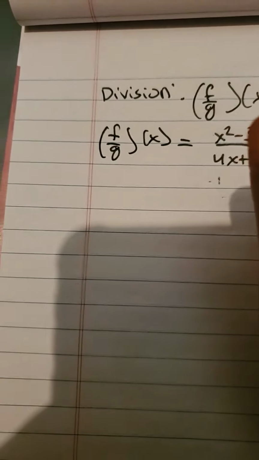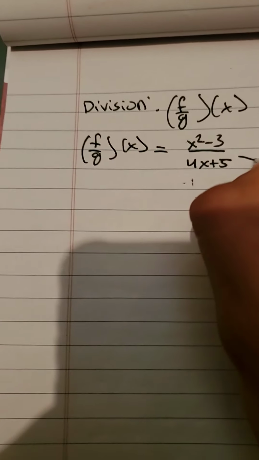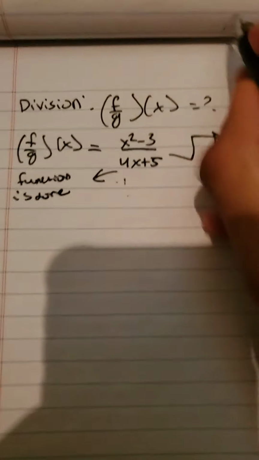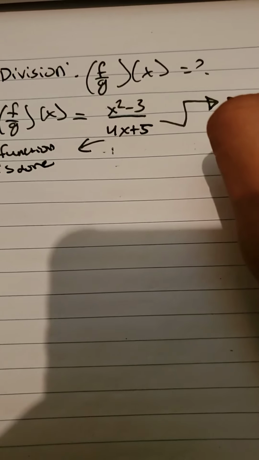Alright, so if you guys remember, there was a special case. This is a rational function. So this is what the function is. Alrighty, so this is done. The combined function is done because there isn't anything to clean up. So let's find the domain.